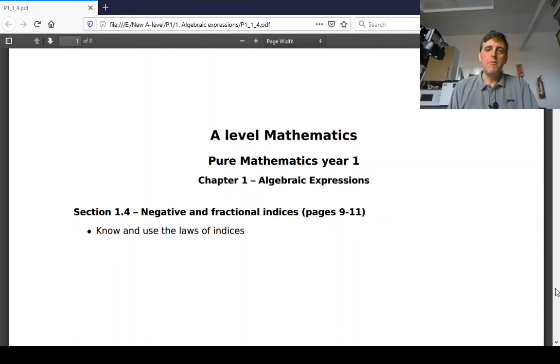This is an A-level maths video on Pure Maths Year 1. We're still looking at Chapter 1, working our way through. Today's video is on Section 1.4, which is to do with negative and fractional indices. So expressions involving powers or indices where that power is maybe a negative number or maybe a fraction or maybe even a negative fraction. So we'll see how we get on with that.